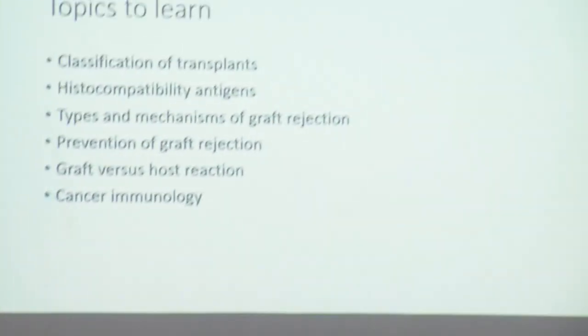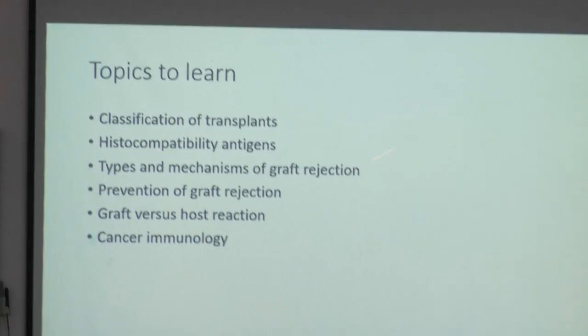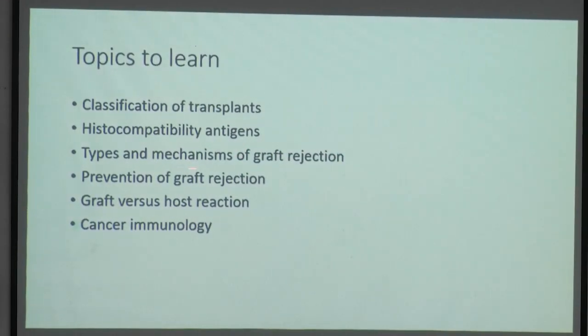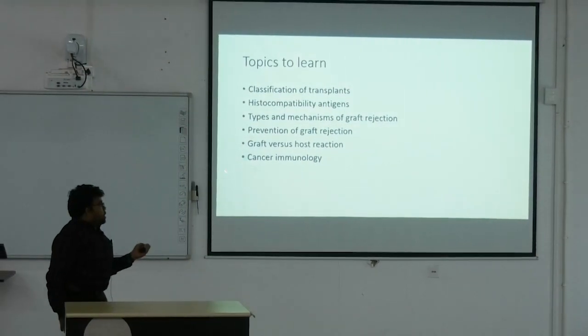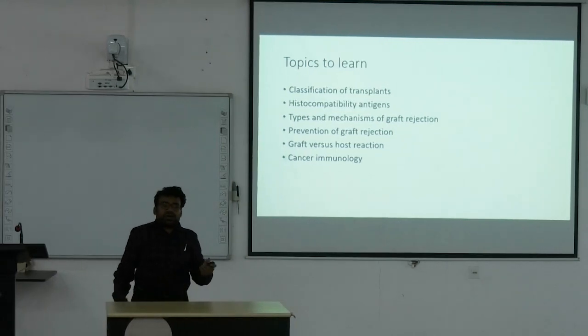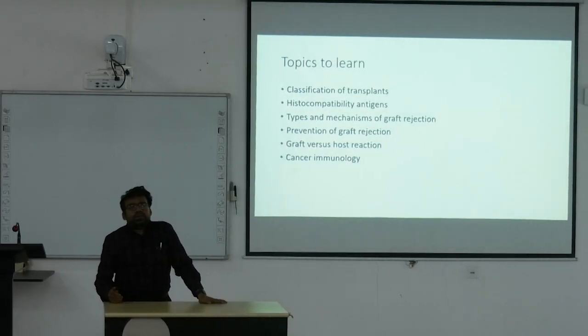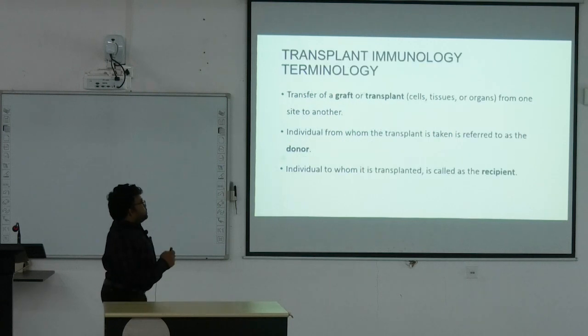Now, today we will learn about the immunological aspect of two things. One is transplant, another is tumor immunology or cancer immunology. So today's topics will be what is transplant, the classification, histocompatibility, what is graft rejection, the types, how to prevent it, an important aspect known as the graft versus host reaction, and finally we'll learn a little bit about cancer immunology.